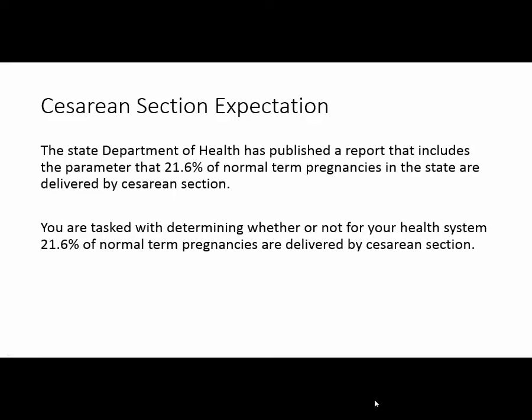Your challenge is to figure out which is the appropriate statistical test for the study you have to design. Here we have a question about cesarean sections. The State Department of Health has published a report that tells you a parameter: 21.6% of normal term pregnancies in this state are delivered by cesarean section. You have to determine whether or not the same is true for your health system. Are 21.6% of normal term pregnancies delivered by cesarean section in your health system?